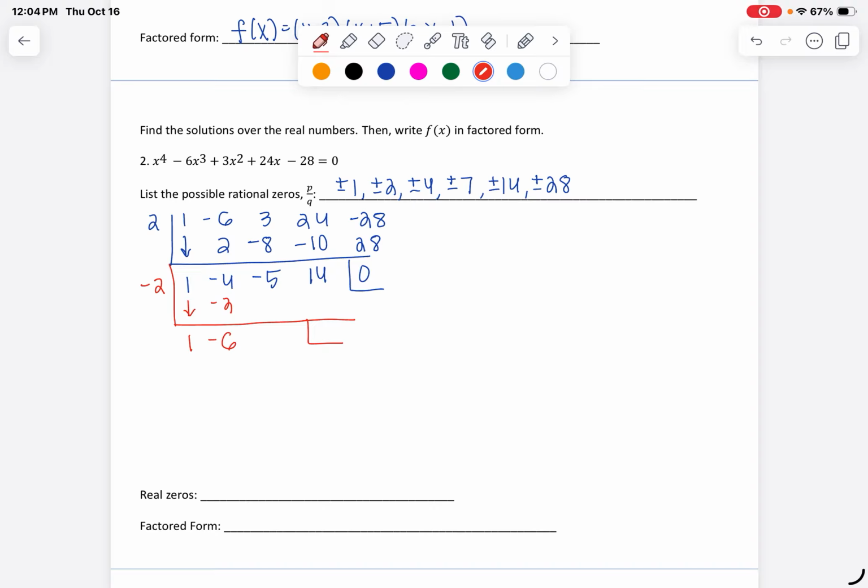All right, drop your 1, multiply, -2. Add, I get -6. Multiply, I get 12. Add, I get 7. Multiply, I get -14. Add, I get 0. Shocking, I know. I'm amazing.